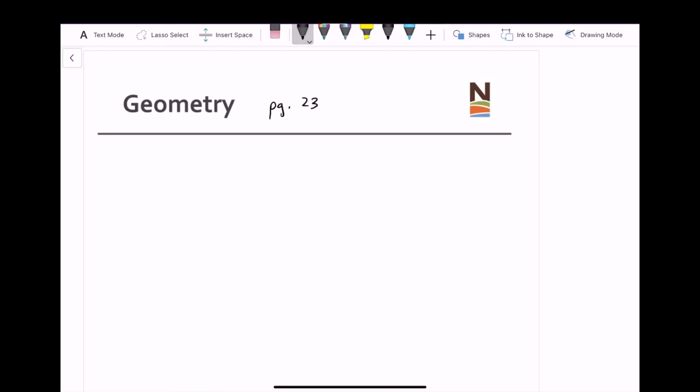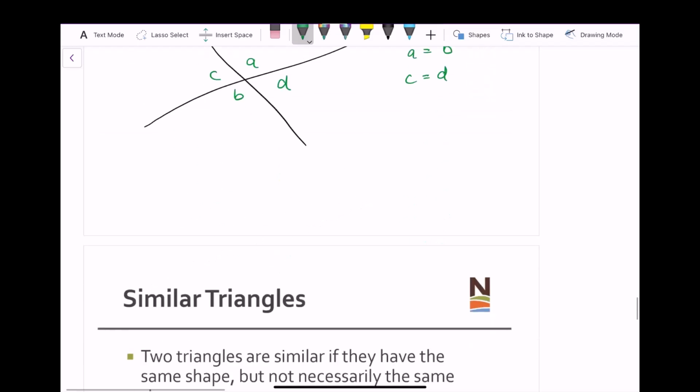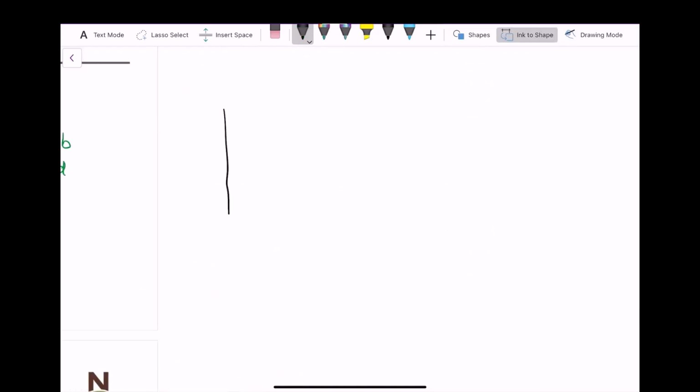Okay, so moving on, we're going to look at page 23. On this example, I'm just going to draw out 2 lines here, and we have angles in here. Okay, so A, B, C, and D. So anytime you see a geometry like this, the opposite angles are going to be equal to each other. So that means that A is equal to B and C is equal to D.